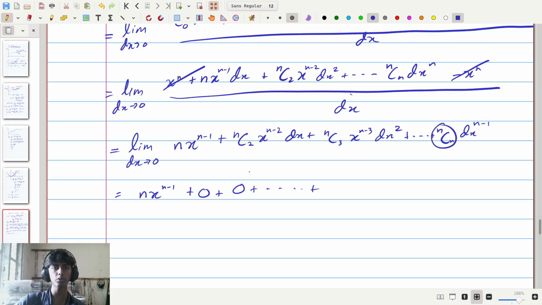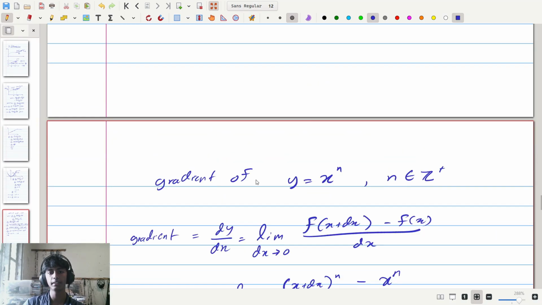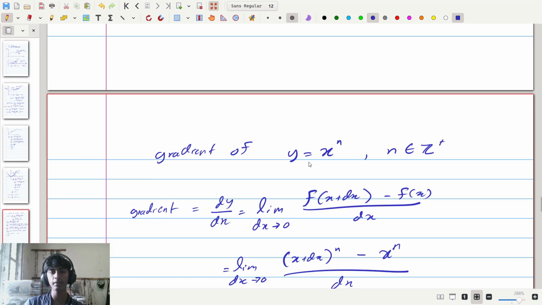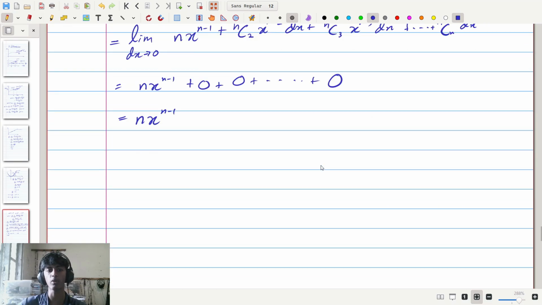So this is also going to approach 0. So we have n x to the n minus 1 plus a bunch of zeros, which is simply n times x to the power of n minus 1. So therefore the derivative, or the gradient, of y equals x to the power of n is going to be n x to the power of n minus 1.